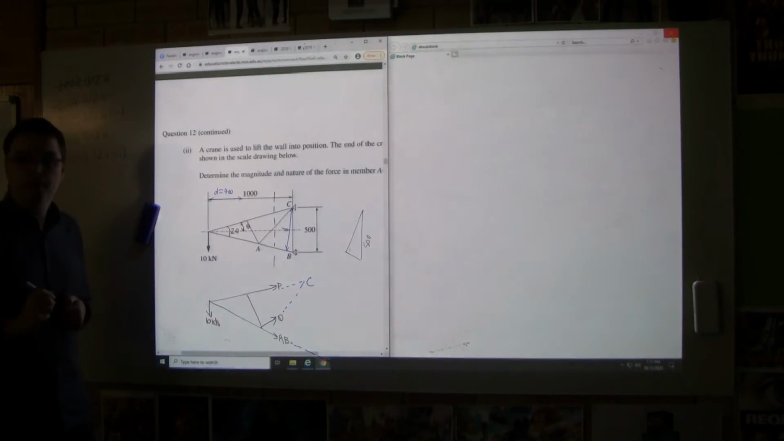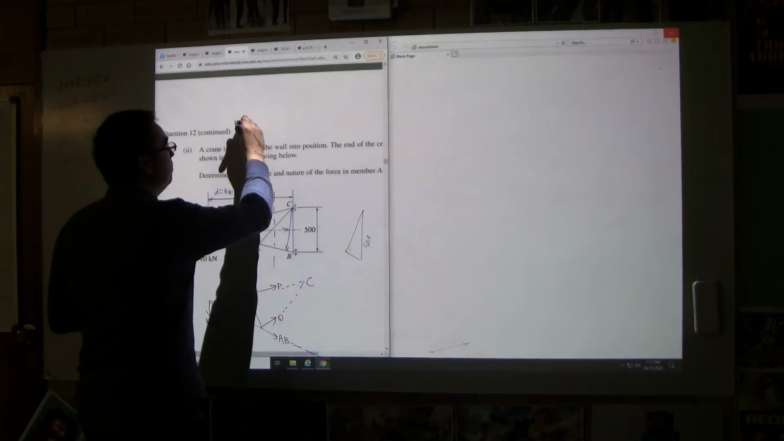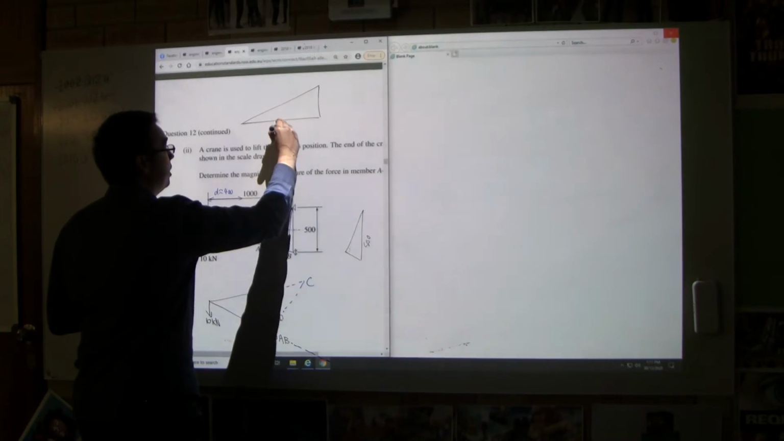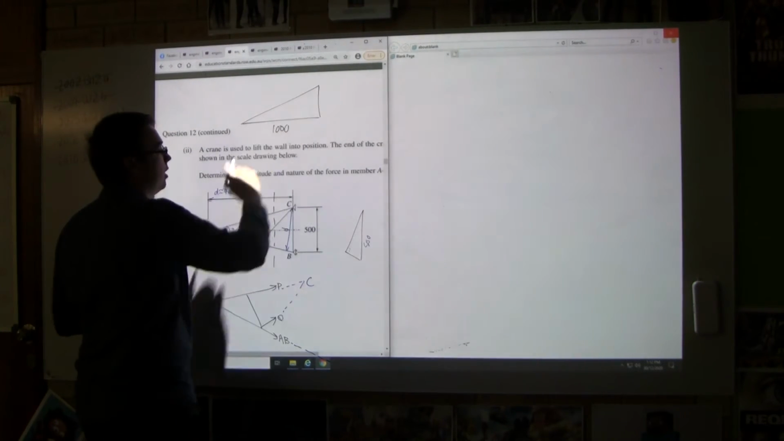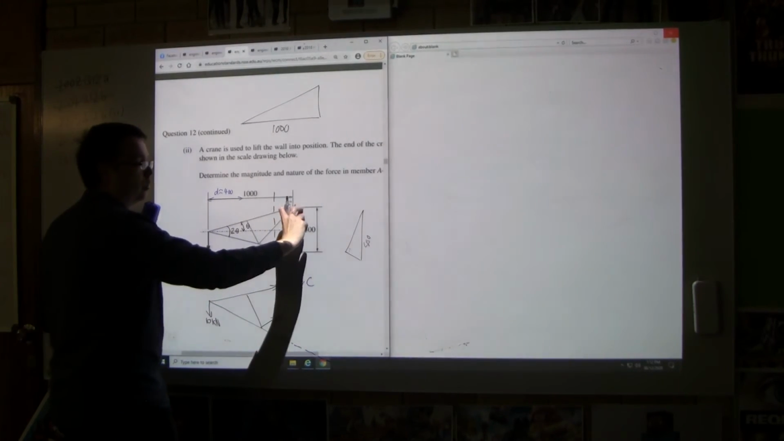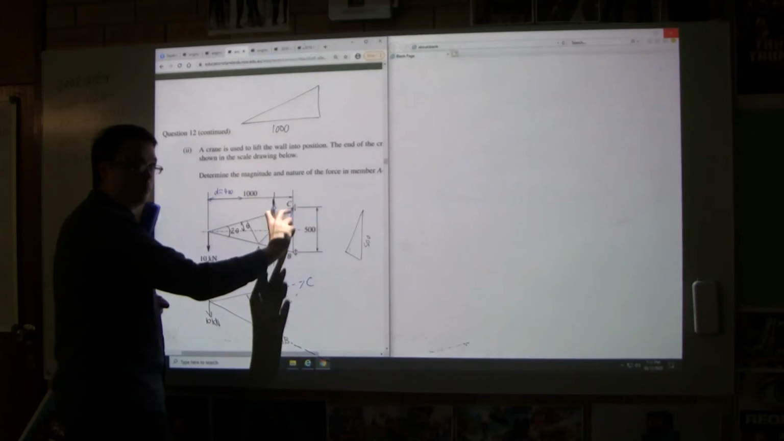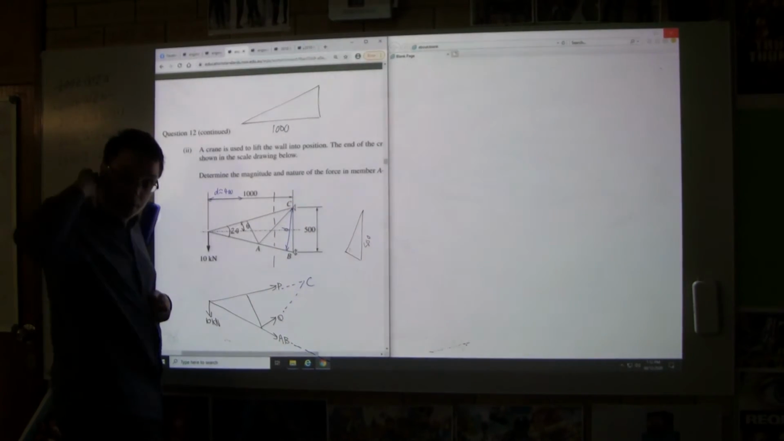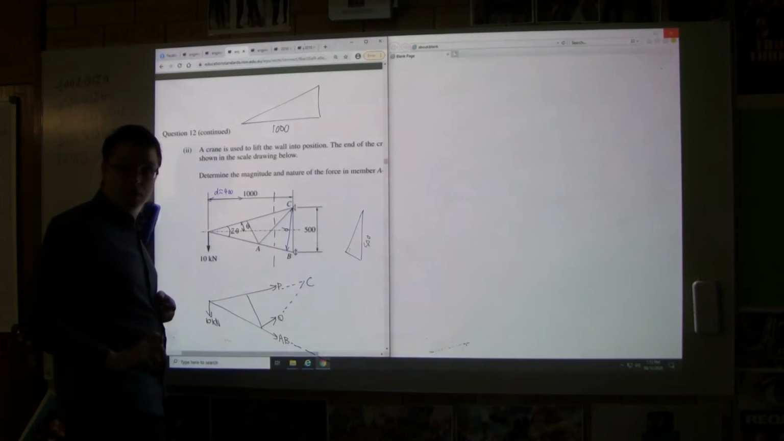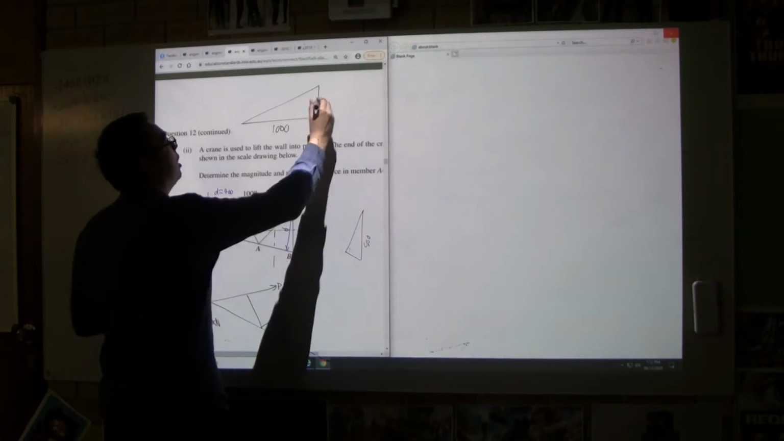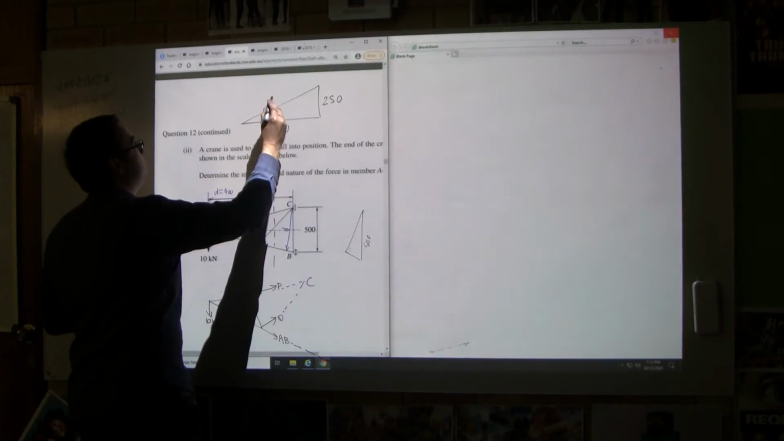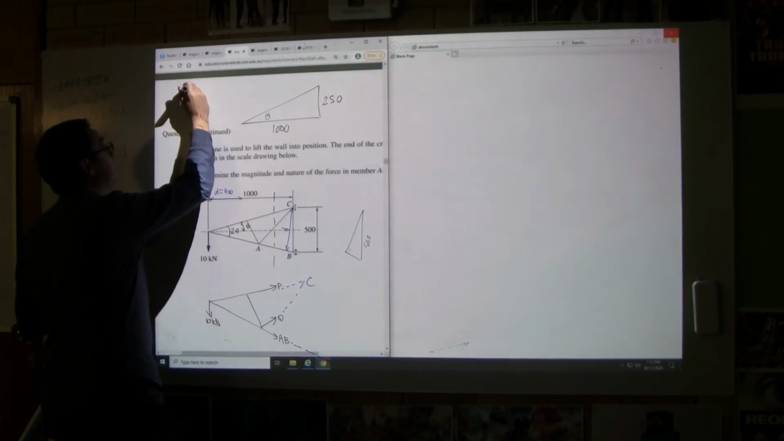Now, if I'm drawing this triangle, I know this is 1000. How big is this side of that triangle? What's this amount here? What's this amount? Sorry? 500? No, this is 500. What's this amount? 250. 250. Okay. So, to find this angle, I need to use the arctan.